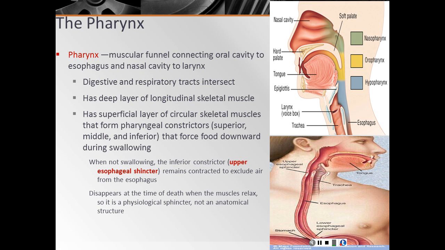Now this constriction is considered the upper esophageal sphincter, which you see right here. Although it is not an anatomical feature of the esophagus. Now the upper esophageal sphincter disappears at the time of death when the muscles begin to relax. Thus, it is considered a physiological sphincter rather than anatomical.